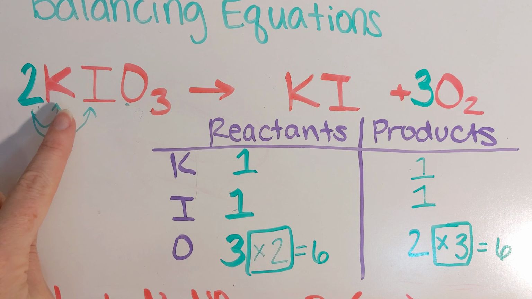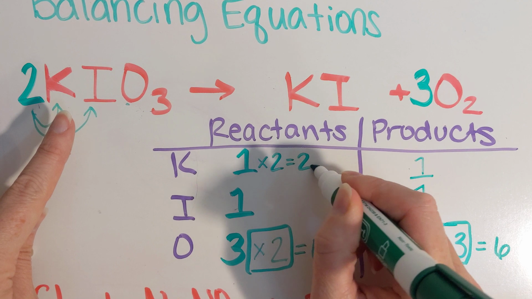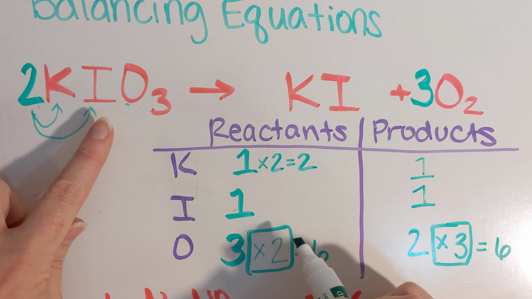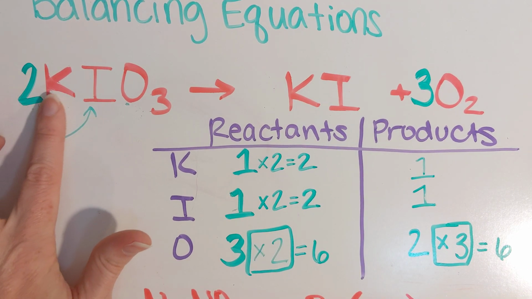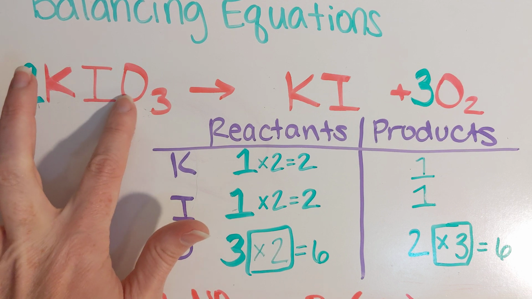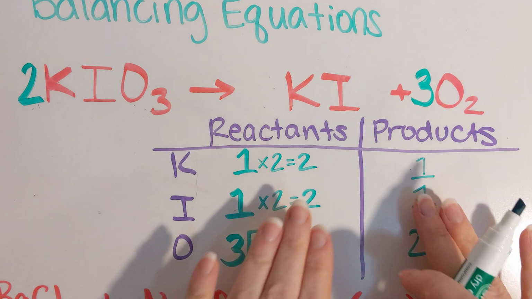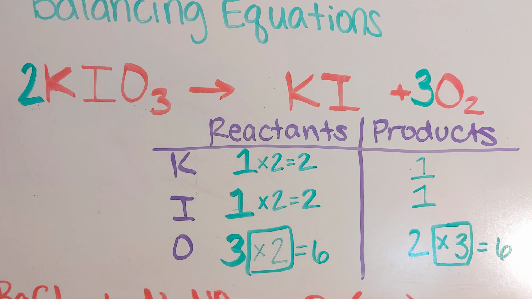So by putting this big coefficient here, I now have 2 times, there's no number here, so that means 1. So 2 times 1. I actually now have 2 potassiums. Same thing with I. I have 2 iodines. So by putting that big coefficient of 2 out in front of the compound, I affected every single element within that compound. So that means in fixing oxygen, I actually messed up everything else. That's fun, right? It's kind of like a Rubik's Cube. You fix one piece and it messes everything else up, right?